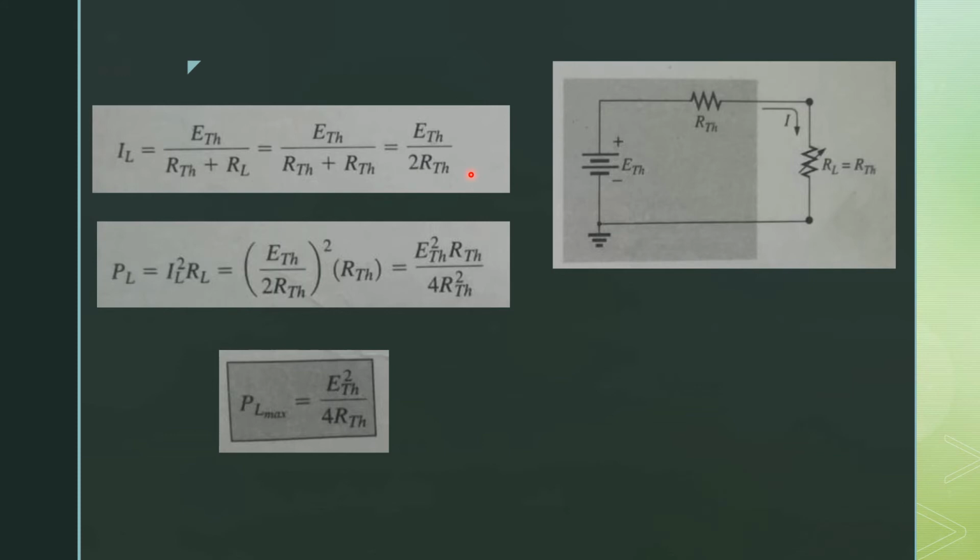Now using the power relation and substituting the values, we get PL is equal to IL square into RL, which is equal to E Thevenin divided by 2 R Thevenin whole square multiplied by R Thevenin, because RL is equal to R Thevenin. This is equal to E Thevenin square into R Thevenin divided by 4 into R Thevenin square. This R Thevenin will be cancelled out with that square term. So the power of the load is equal to E Thevenin square divided by 4 times R Thevenin. This is basically the maximum power delivered to the load resistor.